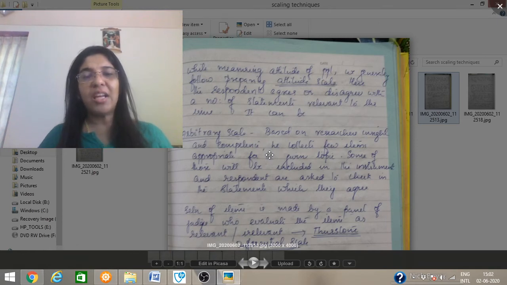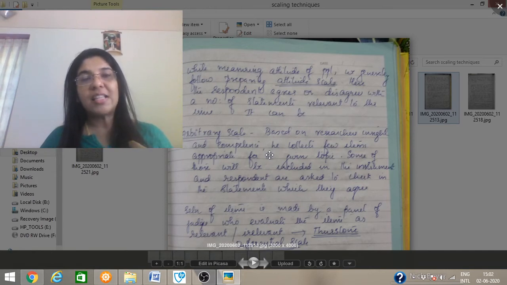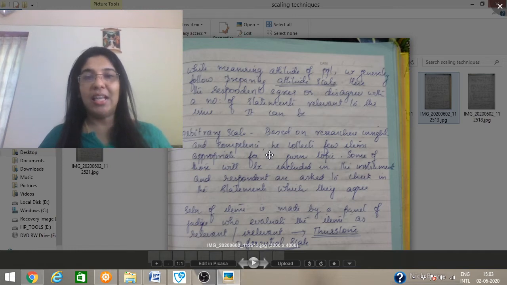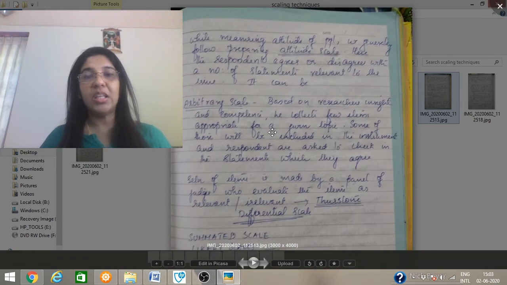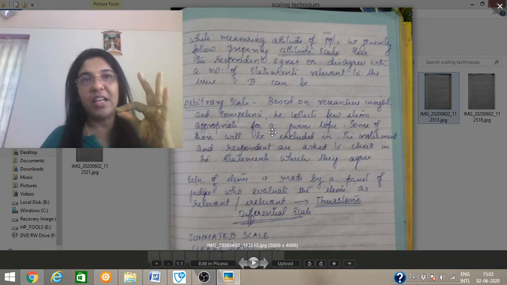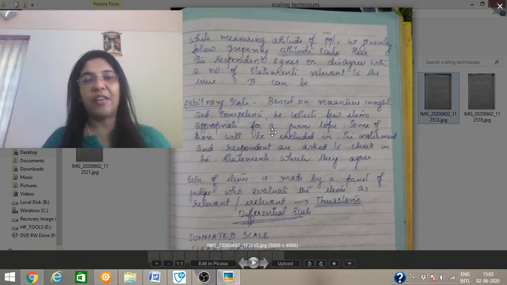All this comes under non-comparative scaling also. It is somewhat more or less connected to what is called a rating scale, the attitude scale. Here the respondents agree or disagree with a number of statements relevant to the issue. I give a different number of statements. You can agree or disagree. You can show your level of agreement or disagreement to the statement which is relevant to you.